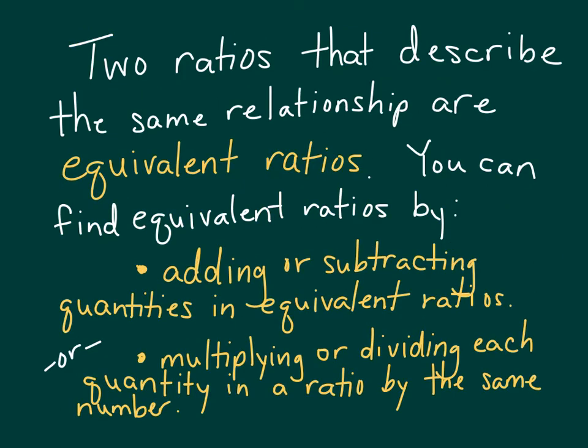Two ratios that describe the same relationship are called equivalent ratios, and we remember the word equivalent usually means equal, so we're looking for two sets of ratios that would be equal to each other. A lot of this is going to feel like some of the work we've done with fractions before, but there are a couple of ways that you can actually find equivalent ratios. One way is by adding or subtracting quantities in equivalent ratios, and the other way is by multiplying or dividing each quantity in a ratio by the same number, and we're going to practice a little bit of each in this video.